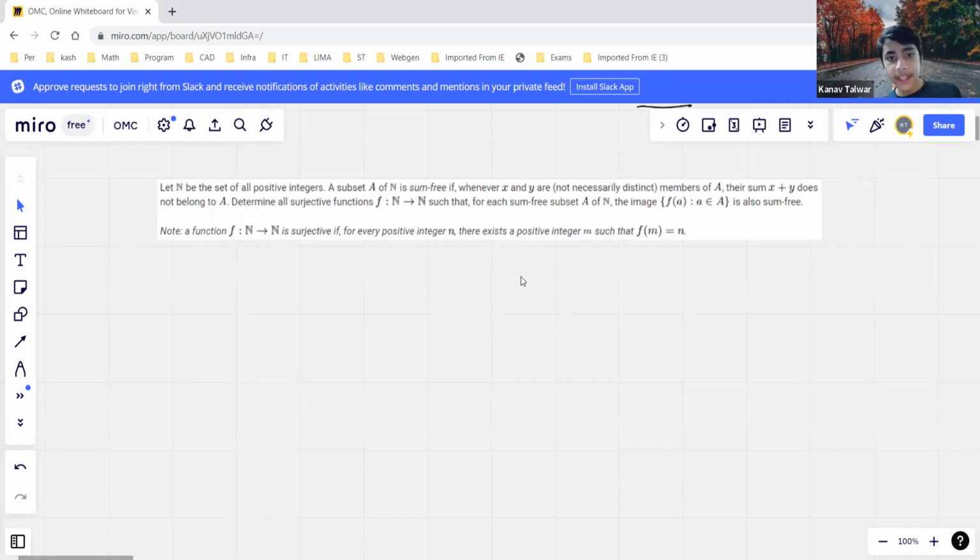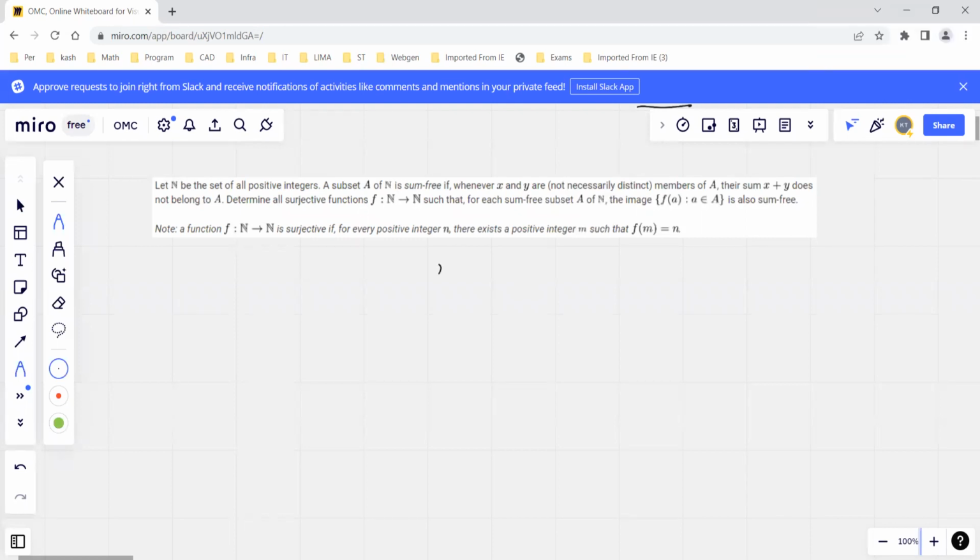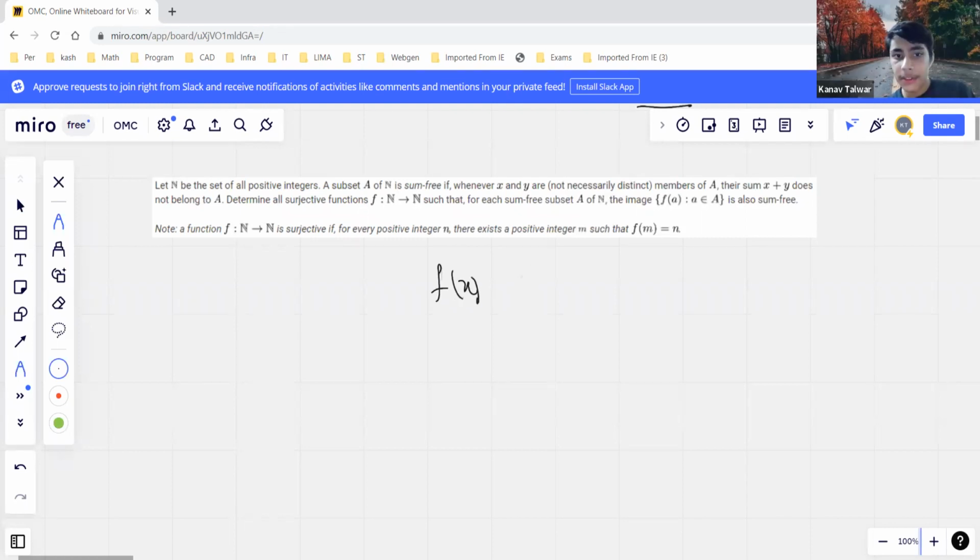A function is surjective if for every positive integer n, there exists an m such that f of m is equal to n. So first of all, what are the guesses? f of x is equal to x. Does any other function work?